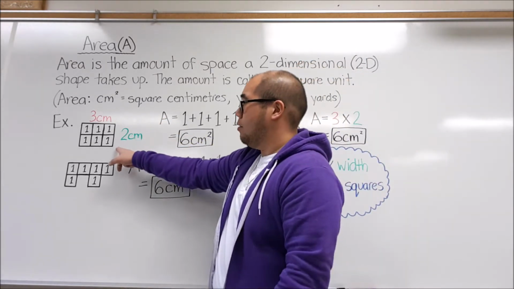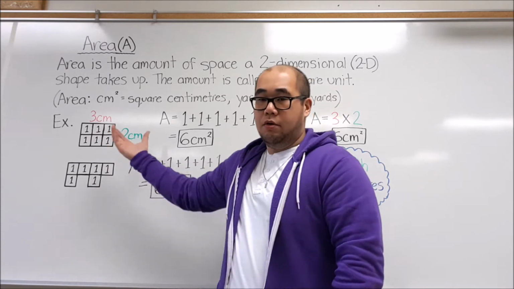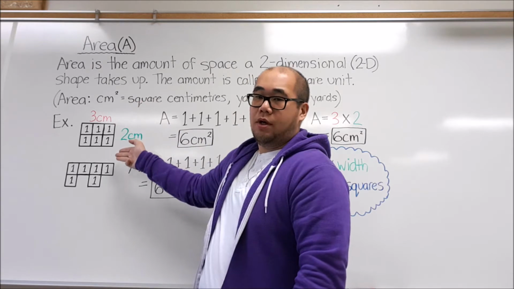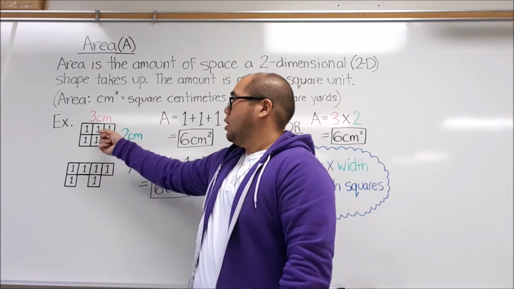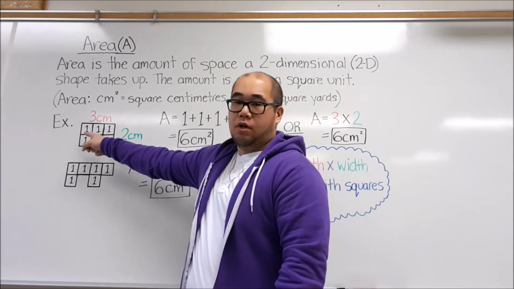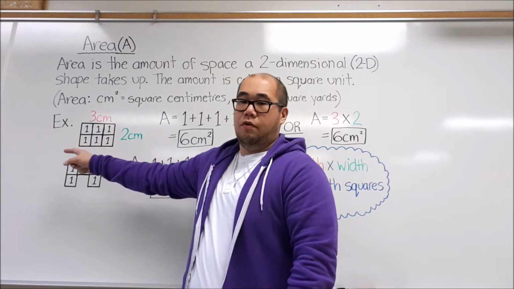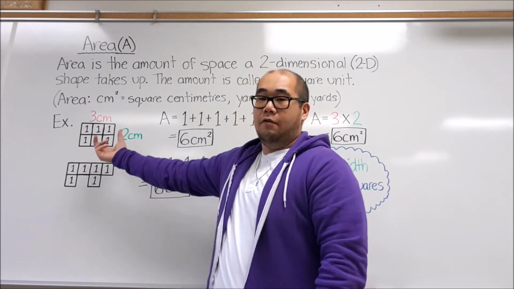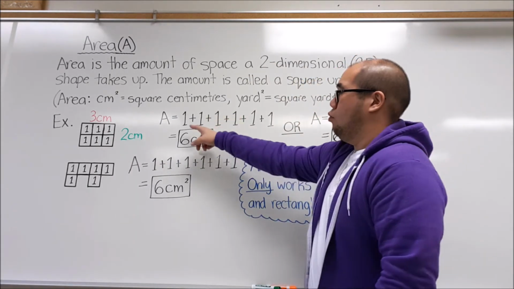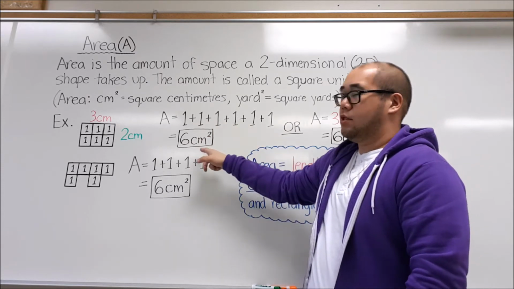This one right here is a shape that has centimeters, so I'm using centimeters for both these examples. It's 3 centimeters by 2 centimeters, so each square is 1 square centimeter. So this is 1 square centimeter, this is 1 square centimeter, this is 1 square centimeter, and so on and so forth. So to figure out the area of this shape, I need to add all those square centimeters. 1 plus 1 plus 1 plus 1 plus 1 plus 1 gives me 6 square centimeters.